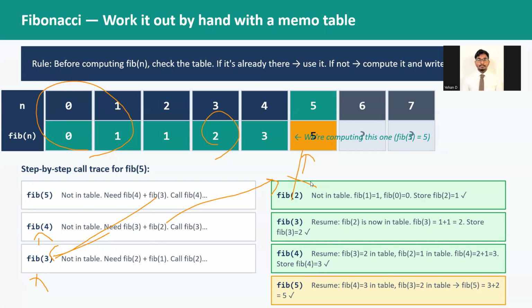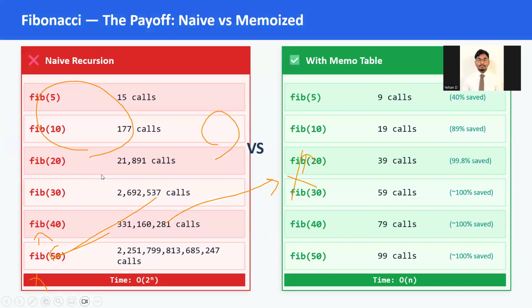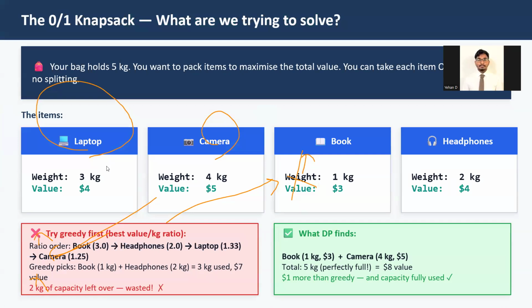So that's a simple problem that can be solved using dynamic programming, but we can even go down to more complex problems such as the 0-1 knapsack problem. The 0-1 knapsack problem is, assume you have a bag that can hold 5 kilograms, okay?